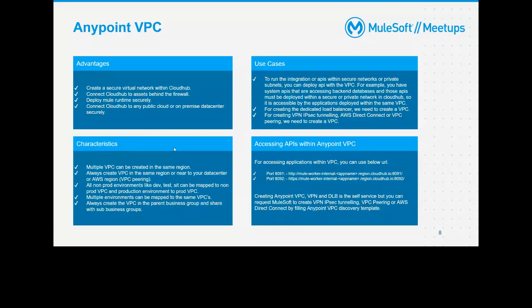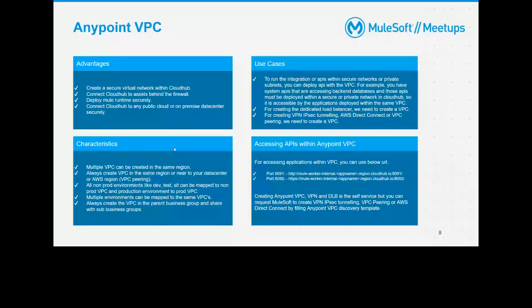There are a few characteristics of a VPC. You can create multiple VPCs in the same region. Generally, always create a VPC in the same region or near your data center. Let's consider your on-premise data center or your AWS resources are in the US East 1 region. It is recommended to create a VPC in the US East 1 region. It will reduce latency when the VPC or on-premise data center tries to connect with CloudHub.